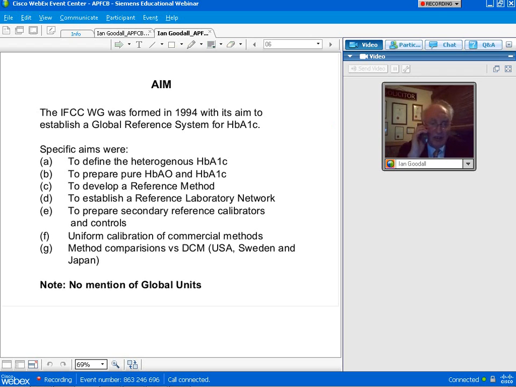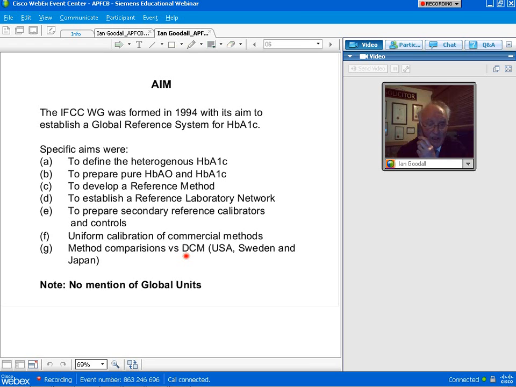So the IFCC working group was formed in 1994 with its aim to establish a global reference system for hemoglobin A1C. So these were the specific aims: to define hemoglobin A1C, because no one had really defined hemoglobin A1C in those days; to prepare pure standards, because there were no standards then; to develop a reference method, and that's been done with 2 methods; to establish a reference laboratory network, a global network, and that's all in the Northern Hemisphere; to prepare reference calibrators, uniform calibration of all commercial methods; and method comparisons versus the old pre-IFCC standardisation schemes, which were in the United States, Sweden and Japan.